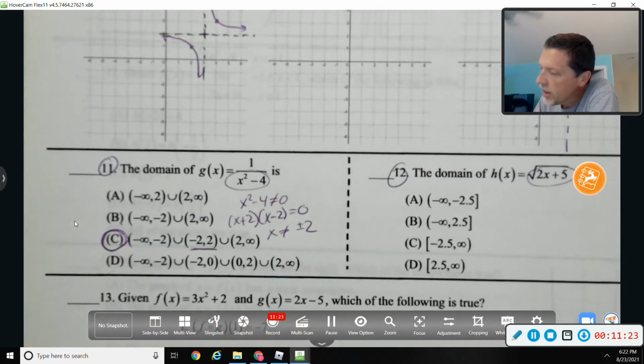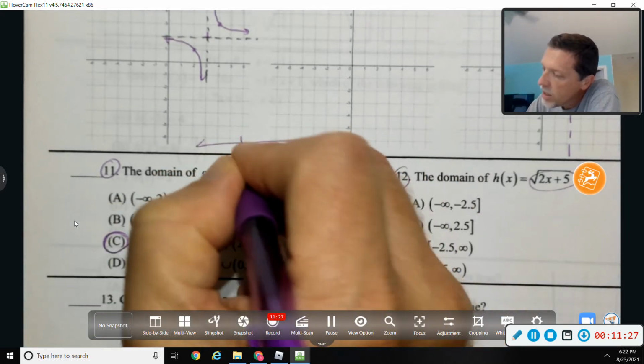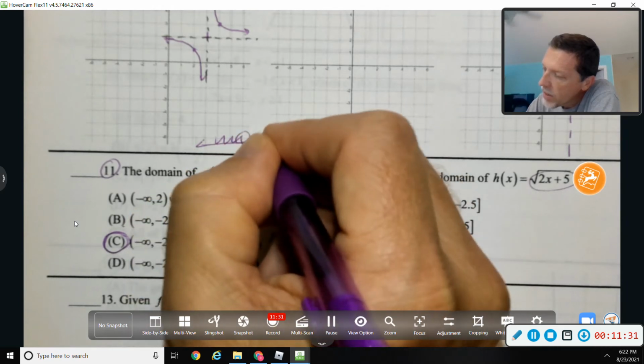A little tight on space for a number line, but if you needed one, you could put one in. Negative 2 and 2 are open circles. Everything else is good.